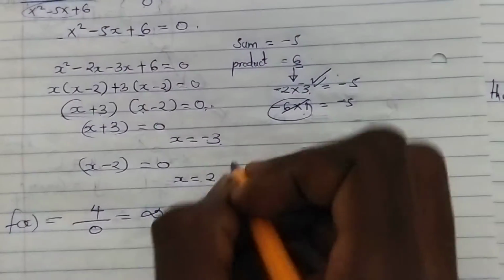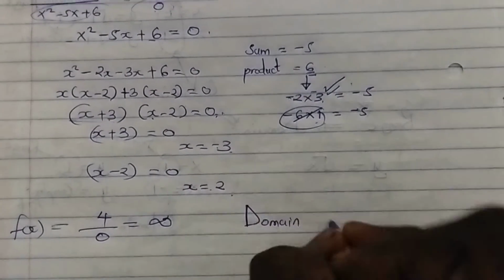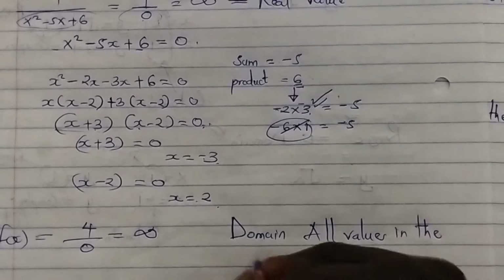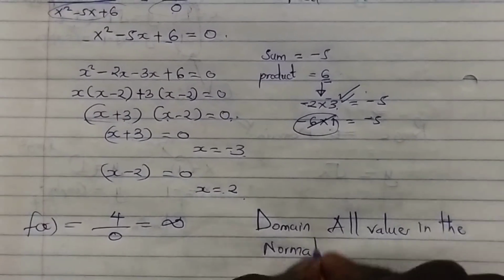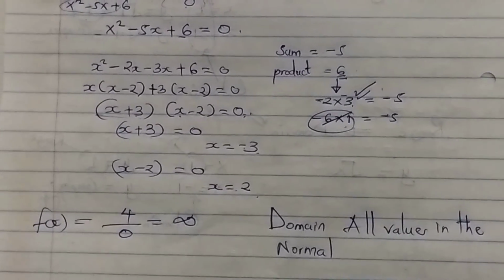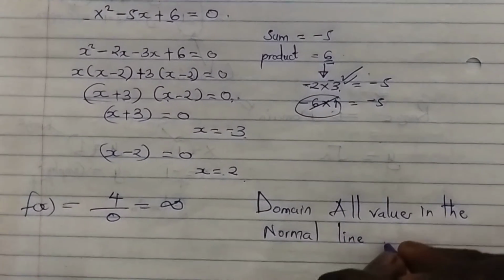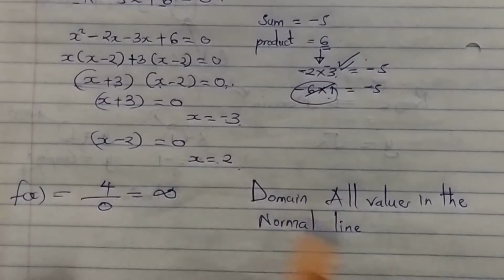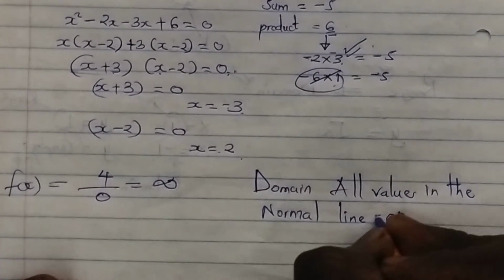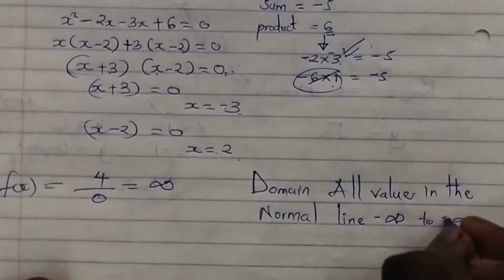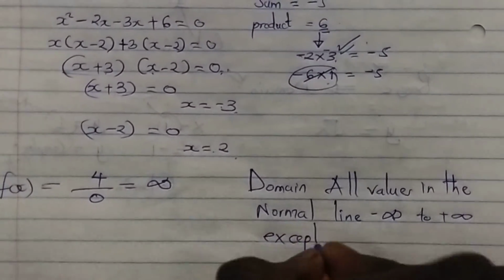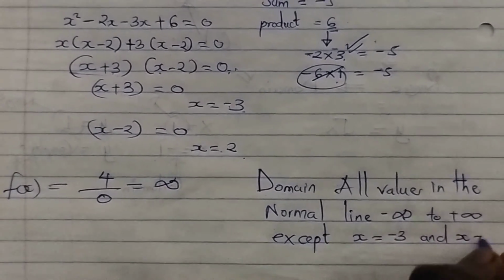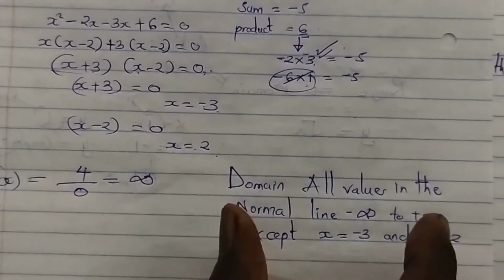So it means our domain will be inclusive of all values in the normal line, from negative infinity of x to positive infinity of x, except these two values. X is equal to negative 3 and x is equal to 2. That will be our domain.